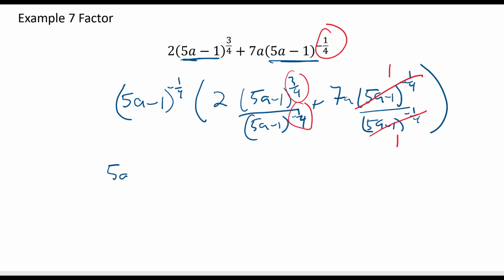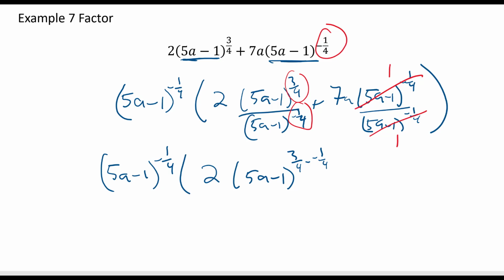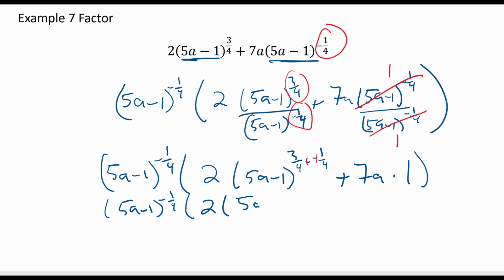So this (5a minus 1) to the negative 1/4, that's going to stay there. Now we have 2 times (5a minus 1) to the 3/4 minus negative 1/4. We subtract those powers, plus 7a times 1, because that divides itself out. So we end up with (5a minus 1) to the negative 1/4 times 2 times (5a minus 1), so 3/4 minus negative 1/4, that's just like a plus. You subtract the negative, it's like adding a positive. So we have (5a minus 1) to the 1 power, 3/4 plus 1/4 is 1, plus 7a.